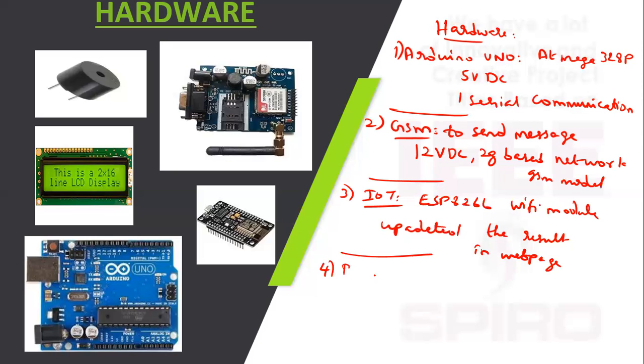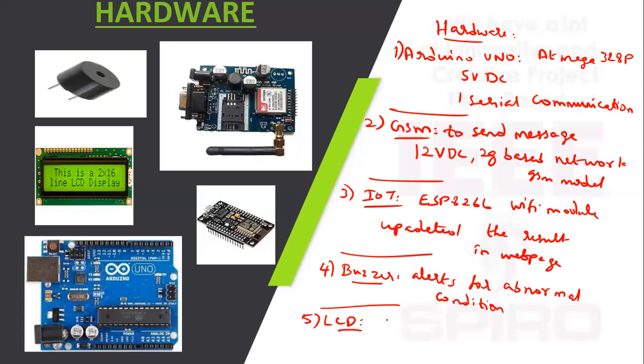Buzzer alerts for abnormal conditions of the result. Next one, LCD displays the output. We use a 16 columns and 2 rows LCD. So this is the hardware explanation.